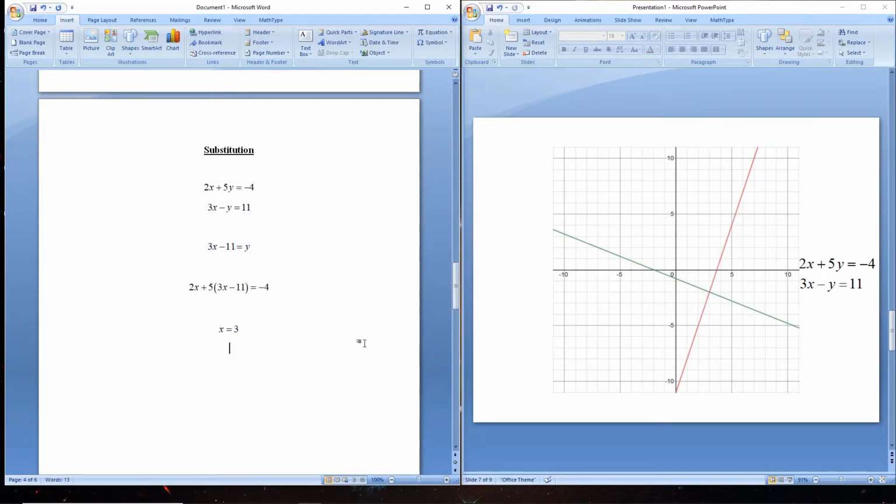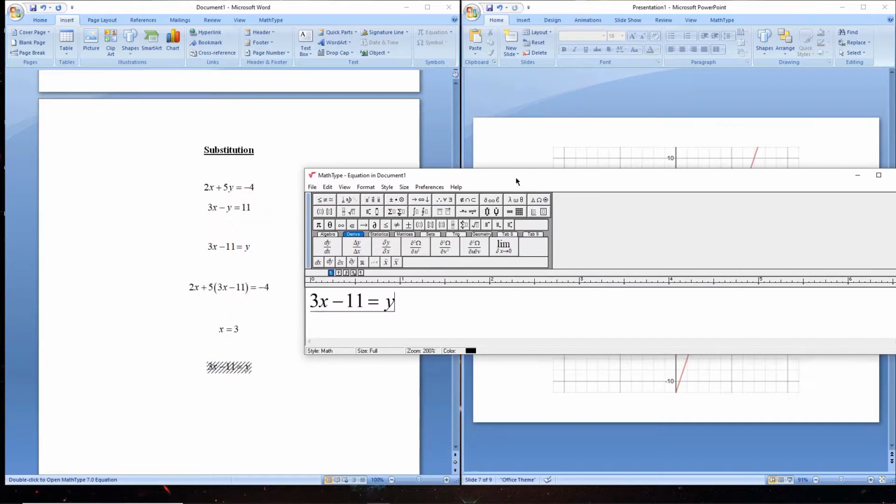And so we got an answer for one of our letters. And once we have an answer for one of the letters, we can plug it back into either of the equations. It isn't going to matter. Since we've already solved this one for y, this would be the easier one to choose since it's already solved for y. And we just got to stick now x equals 3 into it. So now here, x equals 3. And 3 times 3 is 9. And then 9 minus 11 would give us a minus 2.